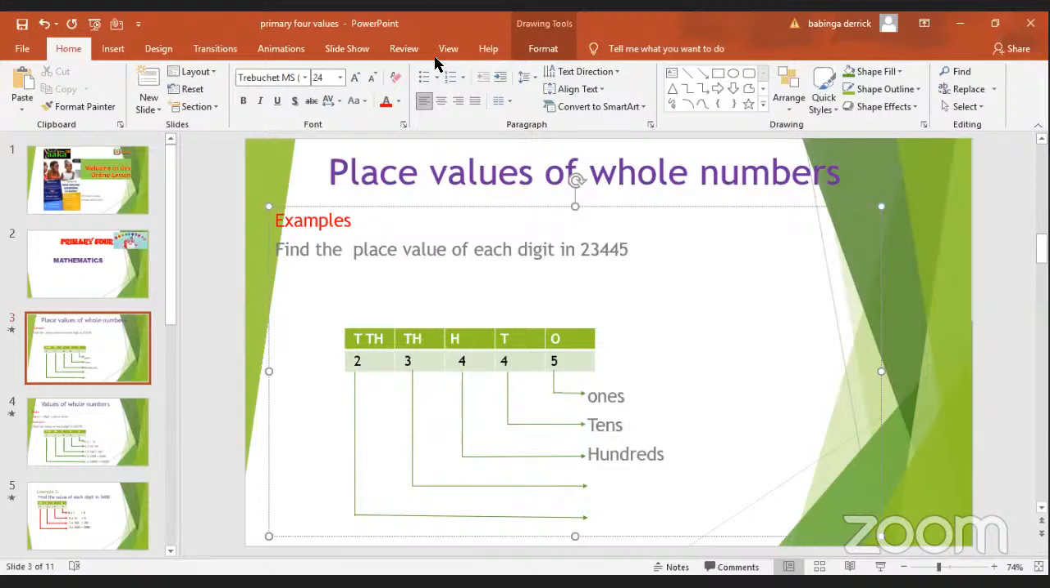Then what else? The next place value. Someone to give us the next place value. Let me see. Yes, El Shaba, can you give us? Thousands. Thousands, good. And this is how we spell it. Everyone take note of the spelling. Spell it as THOUSAND.